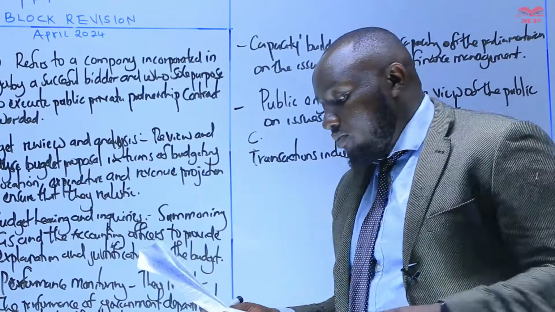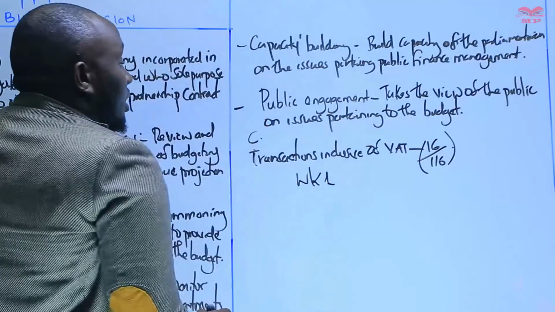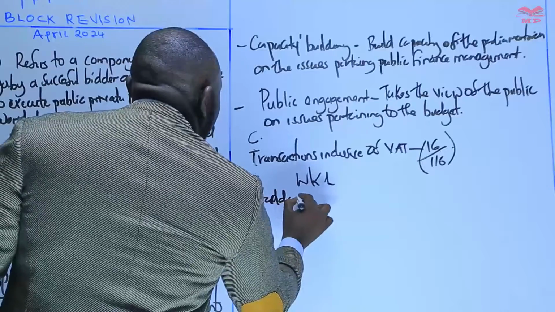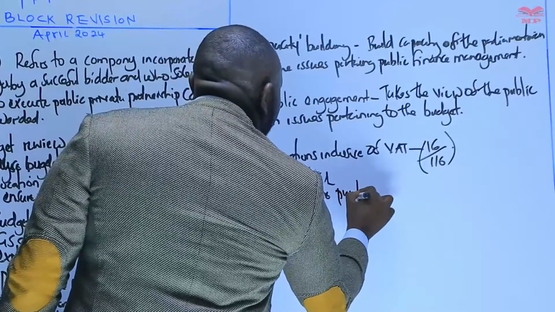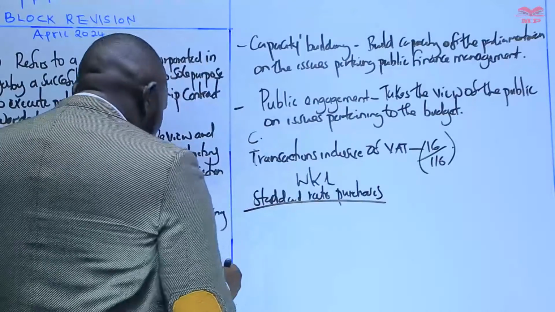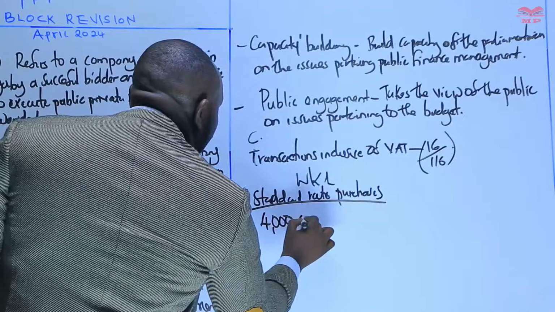So the first additional information. We're being told that the VAT accountant established that the standard rate purchases were understated. So as our working, we just provide working 1. Standard rate purchases, we can make that adjustment. The standard rate purchases figure was 4 million.